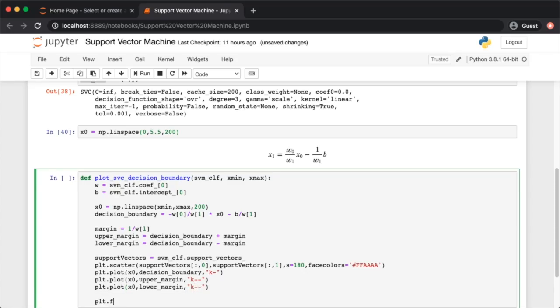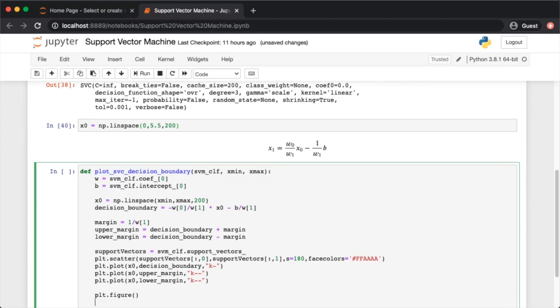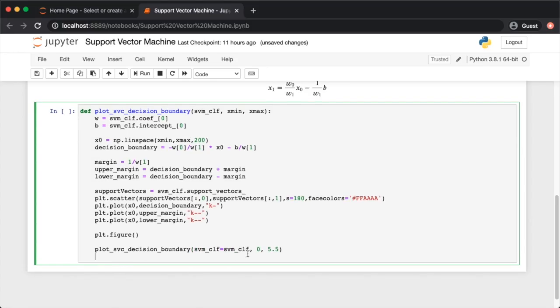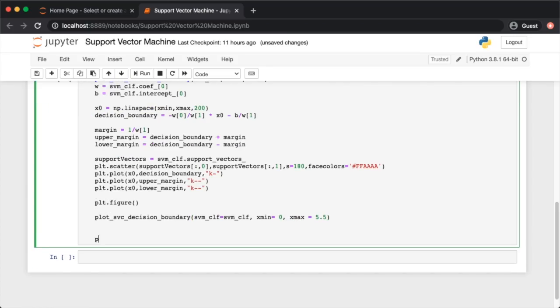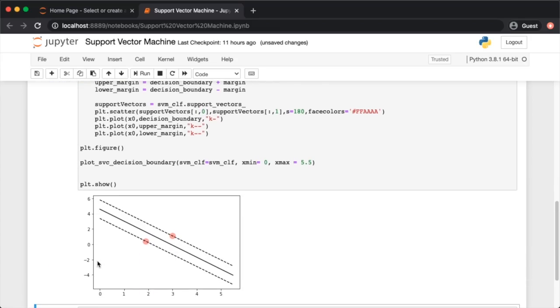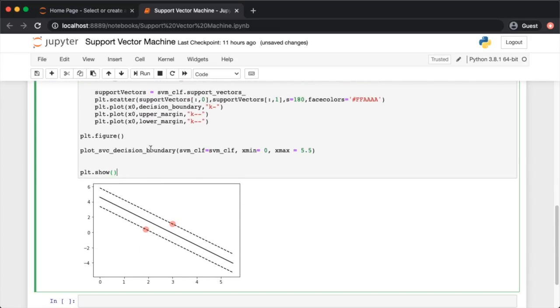We'll open a figure, and on that figure, I will call this function, passing it my classifier and my xmin and xmax. So xmin is 0, xmax is 5.5. Let me see how the figure looks. Oh, I'm still inside that. You should be careful when indenting as such. Okay, so that's what I'm plotting right now: the decision boundary, the lower and upper margins.